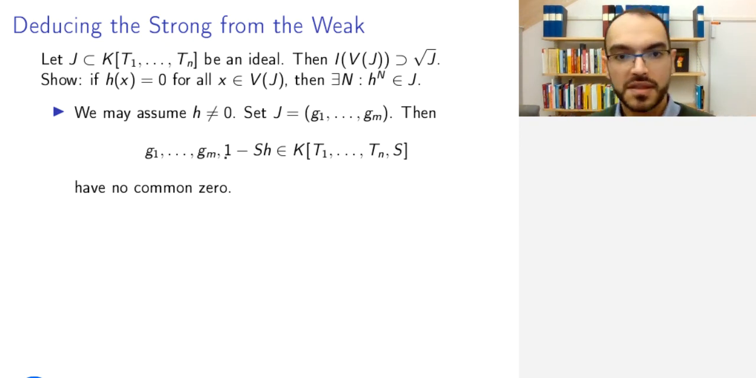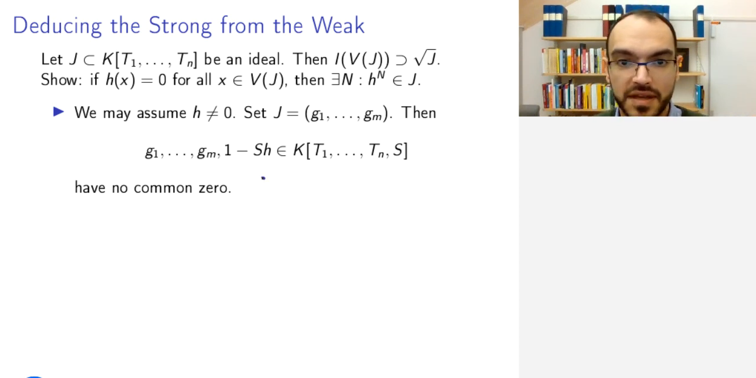What we do is we add a variable. So to this polynomial ring in n variables, we add an n plus first variable, s, and consider the following polynomials, g1 through gm, and 1 minus s times h. And I claim that they have no common zero. So what do I mean by this?